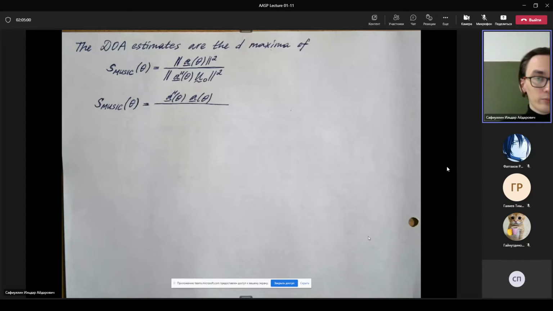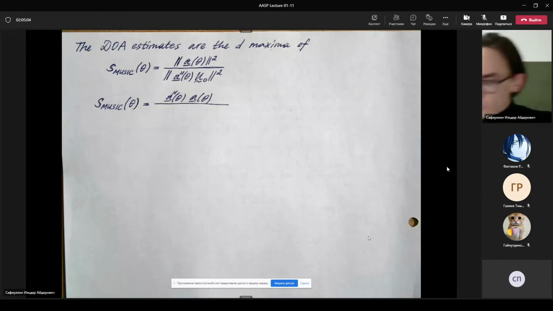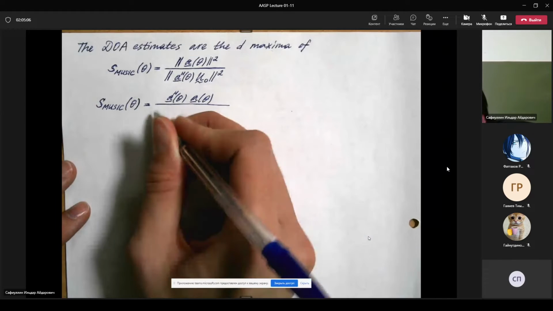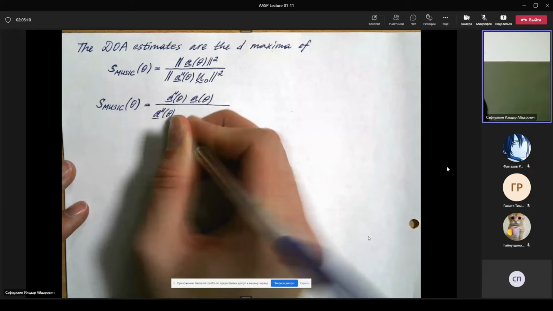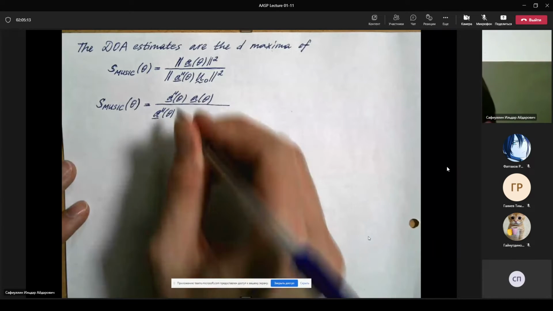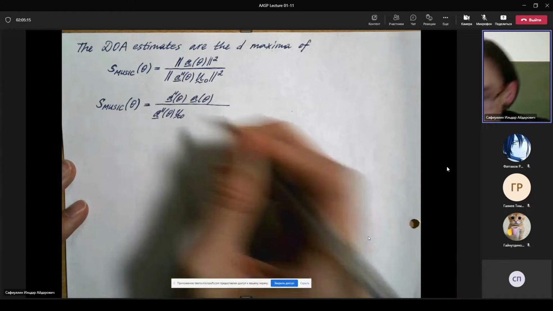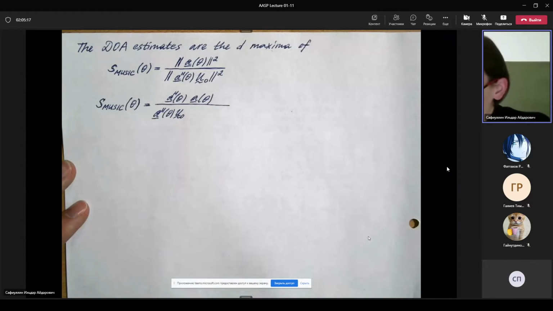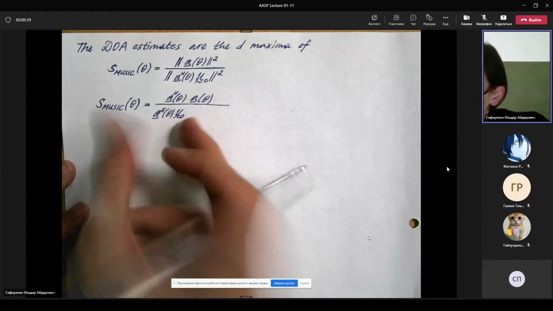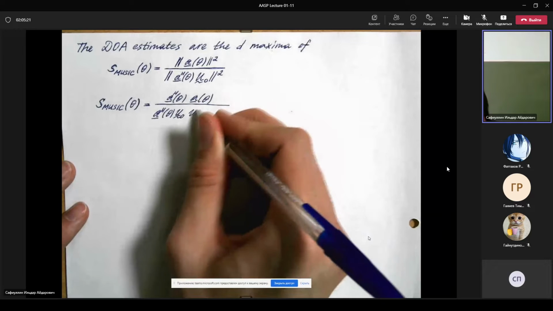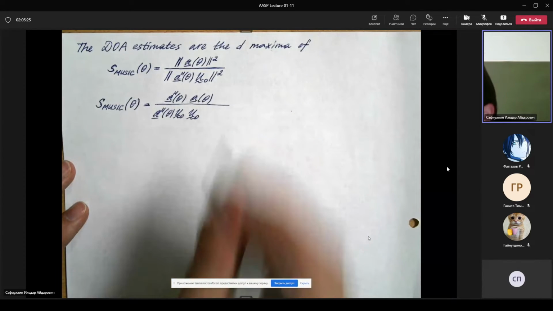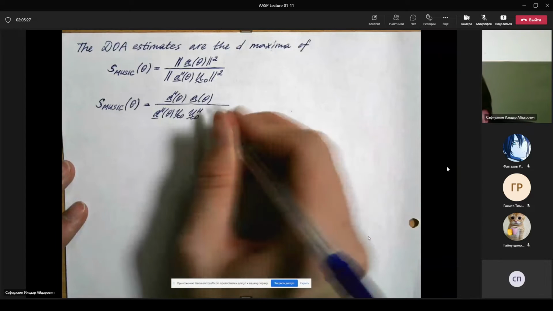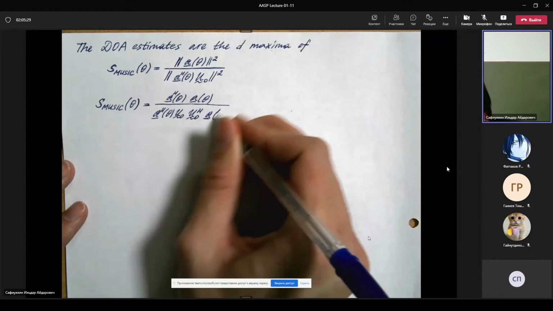And then below, we will have A Hermitian of theta times the noise subspace of U, and then the same part with the Hermitian. So U subscript 0 with Hermitian times A of theta.